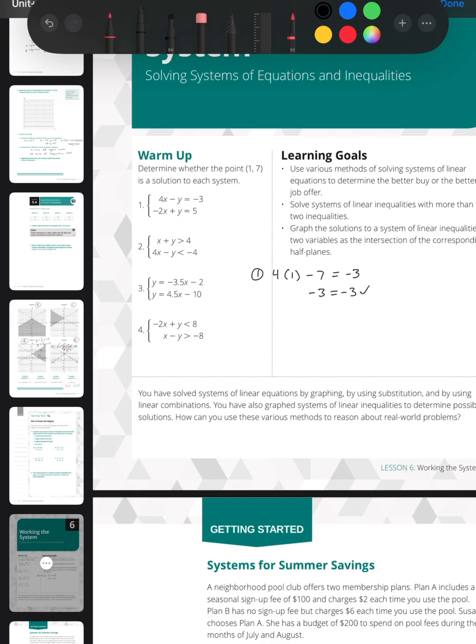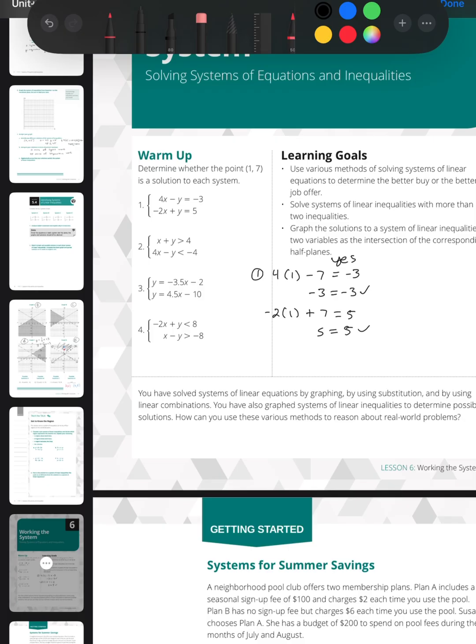And then we got to try it for the second equation. -2 times 1 plus 7 for y equals 5. And if we simplify that, we get 5 equals 5. So that is also true. So yes, (1, 7) is a solution for number 1.